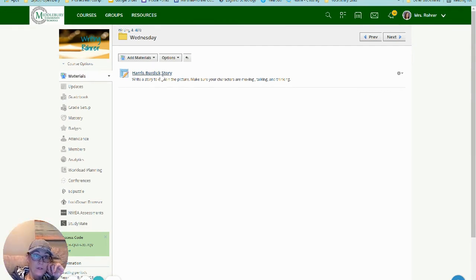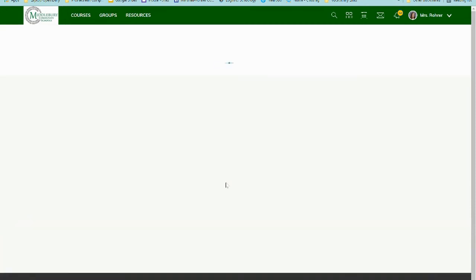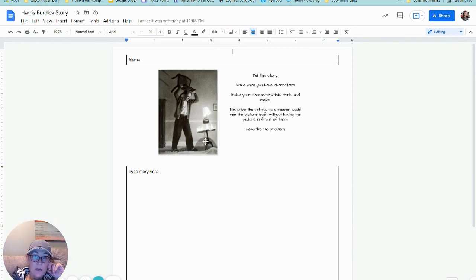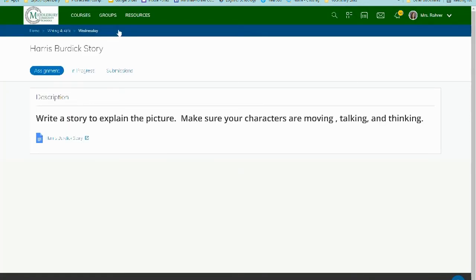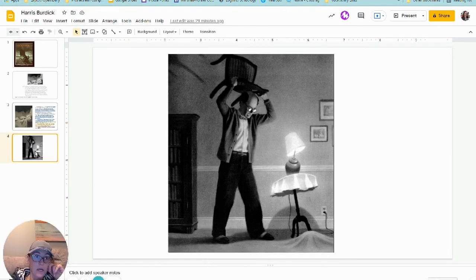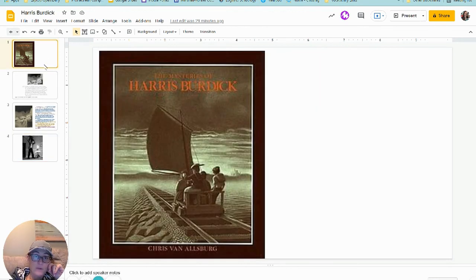And then you're going to come here to the Harris Burdick story, and the document, you'll open my document, and it will open and look like this. And you're going to be doing this picture, and I will post it larger in your assignment so that way you can see it in here. Here is a larger picture. I will put this whole slideshow in there, so when you open up your assignment, you can flip through.